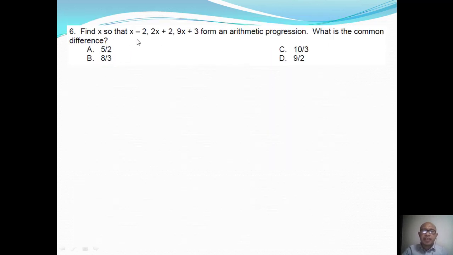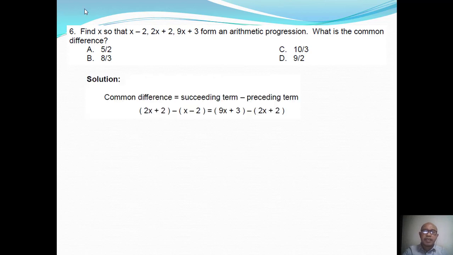Find x so that x minus 2, 2x plus 2, 9x plus 3 form an arithmetic progression. What is the common difference? So, the three expressions here form an arithmetic progression. To solve for x, we can use the common difference, which is obtained by subtracting any adjacent terms.